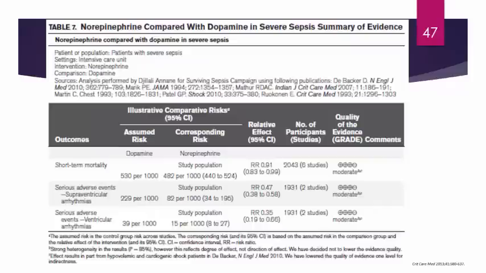And the reason why is actually because of this comparison that was done here in the 2012 guidelines. If you look at the mortality differences and adverse effect differences of supraventricular arrhythmias, as well as serious adverse effects in terms of ventricular arrhythmias, you actually see a higher incidence of morbidity and mortality with dopamine than with the first-line agent norepinephrine. So there is potentially more harm in giving dopamine to a septic patient than giving norepinephrine. That's why dopamine is the last line here. So dopamine only in special cases.